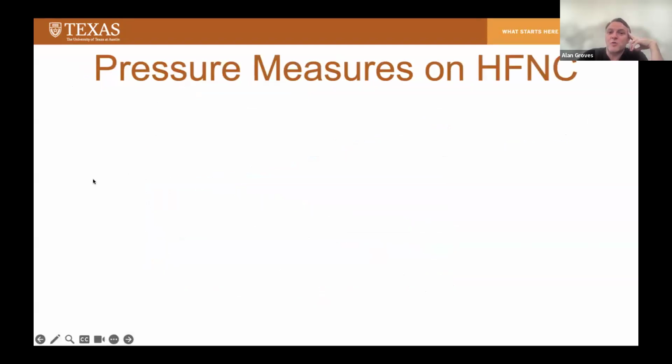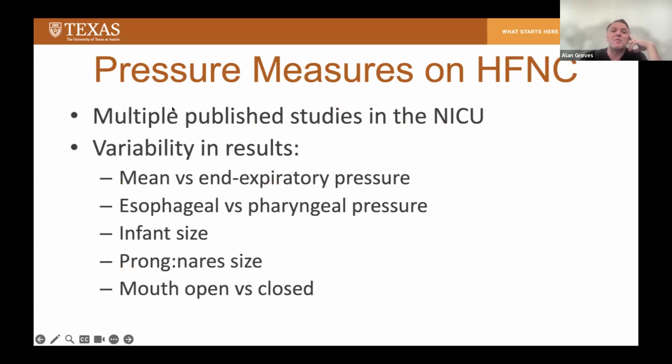So that then brings the question to what are the pressures that we're generating on high flow? And this is the point at which the short answer is it is almost impossible to predict in any individual baby what pressure is being delivered if that baby is on high flow. There are multiple studies that have looked at this. I've only chosen the 4 or 5 best studies. I've got multiple slides at the end if people want an even deeper dive than that.